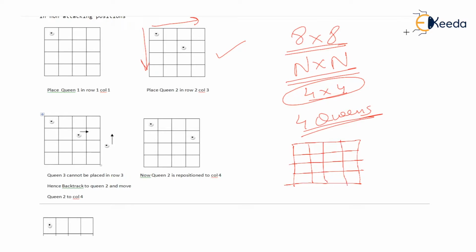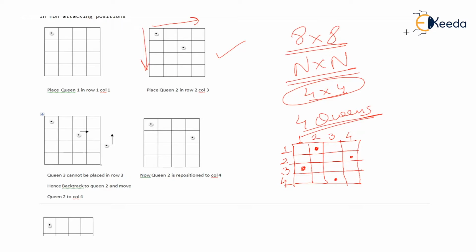Now one of the solutions of this 4 queen problem is that you can place the first queen at the position which I am showing, first row and second column, and the second queen can be placed in the second row and the fourth column here, and the third queen can be placed in the third row and first column, and finally the fourth queen can be placed in the fourth row and third column. Just check.